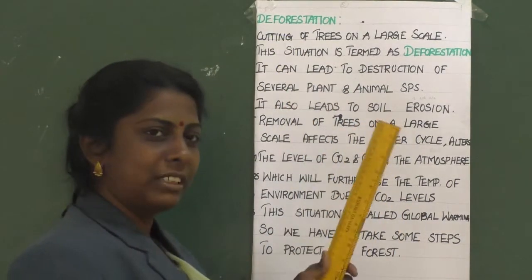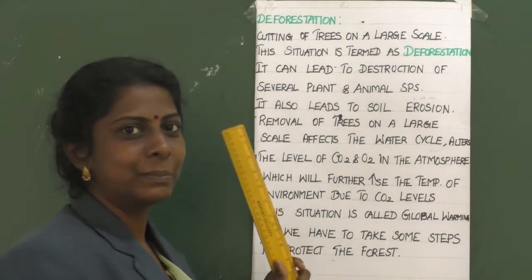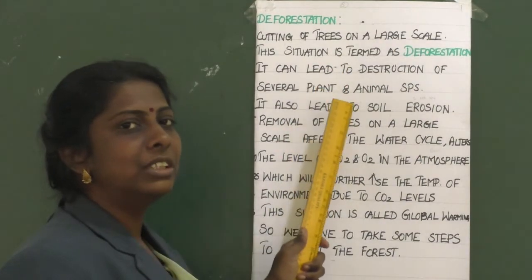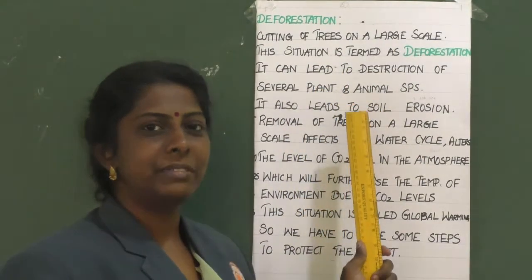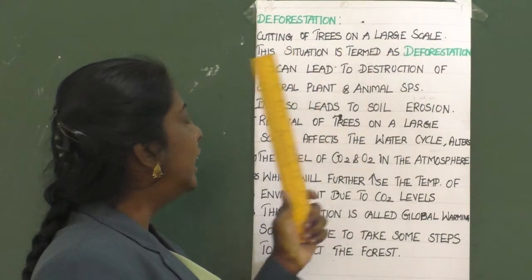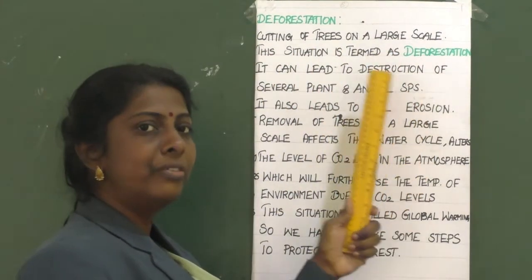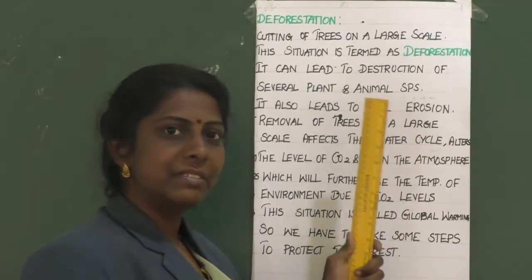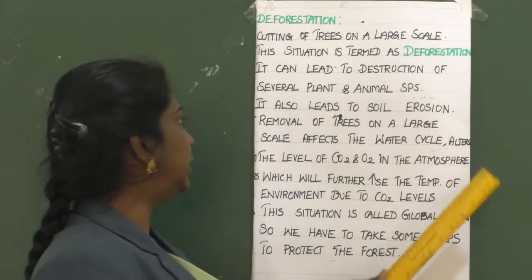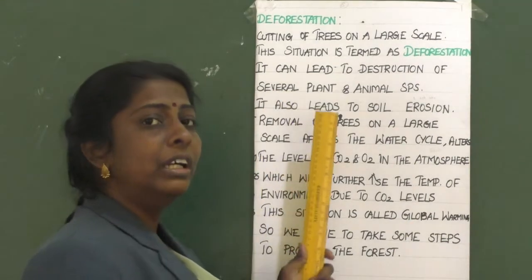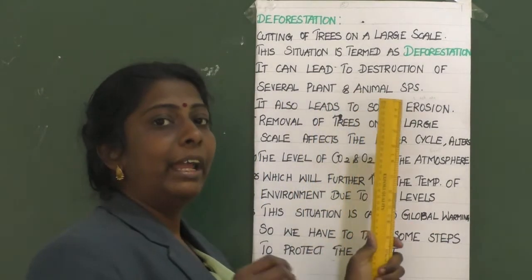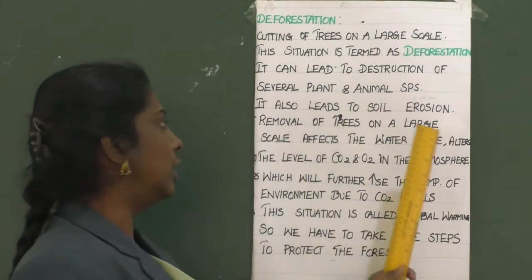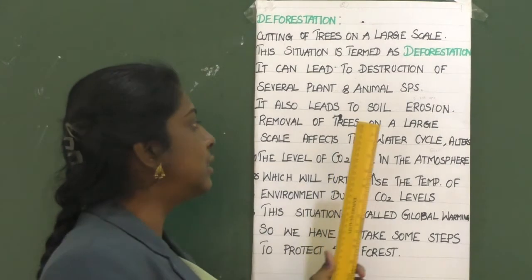So, what do you mean by deforestation? Cutting of trees on a large scale. This situation is called deforestation. It can lead to destruction of several plant and animal species. It also leads to soil erosion. Removal of trees on a large scale affects the water cycle.